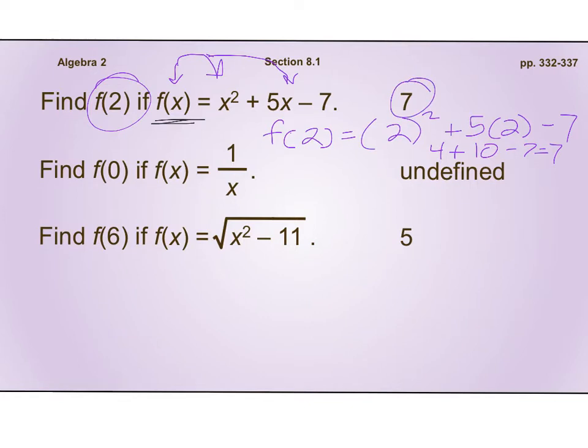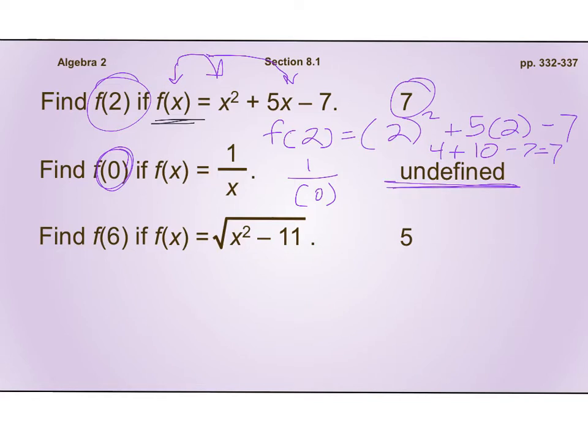Okay. Now again, this is going to be 1 over whatever is inside of the parentheses. In this case, it's a 0. Well, you can't divide by 0. Only God can divide by 0. Therefore, we call it undefined if you have a 0 in the denominator.